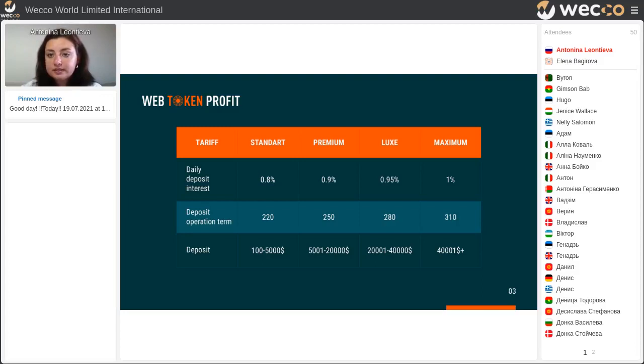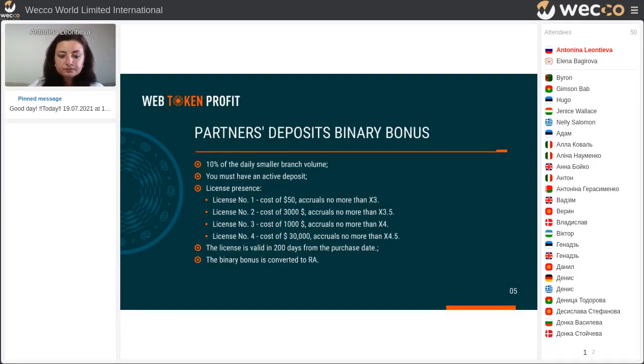If we start speaking about the license, like in our other projects, the income is limited, but it still provides the rights to use all the functions of our projects. As for Webtokenprofit, it is the first 10% of the daily smaller branch volume. What does it mean? For example, you have two partners in different branches, and one of them made a deposit of $100, and in the other branch, your partner made, for example, $120. You will get 10% from the smaller branch, where your partner made a deposit of $100. So you must have an active deposit. It's very important.